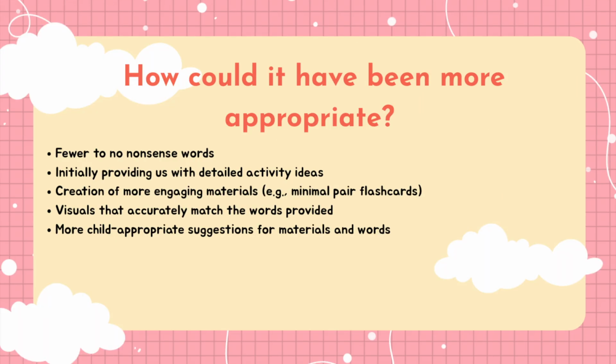How could it have been more appropriate? So first and foremost, it would have been more convenient and beneficial if ChatGPT itself provided us with a variety of detailed activity ideas instead of just listing the minimal pairs. Secondly, we would have liked to see fewer to no nonsense words, and it would have been nice if the words themselves were more age appropriate. So for example, at one point it generated the word fee as in F-E-E, which we wouldn't expect a 5-year-old to know. And this word would have also been very difficult to showcase as a visual anyways.